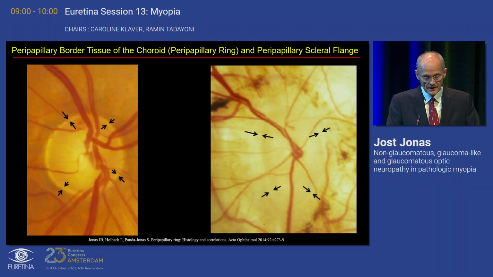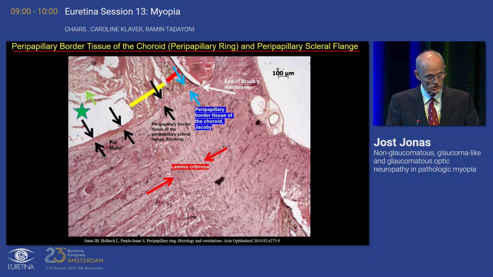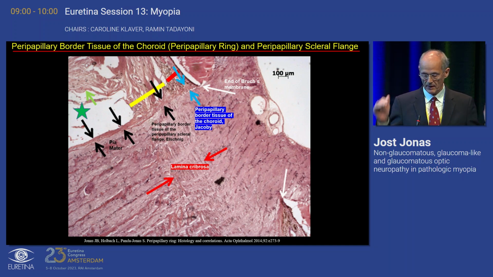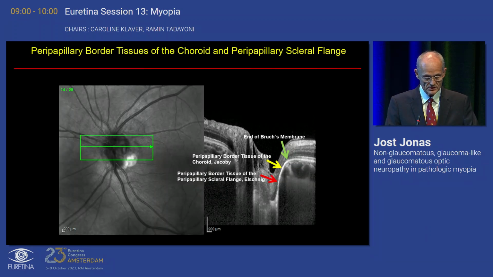Then, there's a peripapillary border tissue, which is the continuation of the pia mater of the optic nerve going over into the peripapillary border tissue of the scleral flange, continuing into the peripapillary border tissue of the choroid, finally connecting with the Bruch's membrane end. The choroidal border tissue is the only connection between the inner ball of the eye and the sclera in the posterior part of the eye, so that there may also be a biomechanical importance.